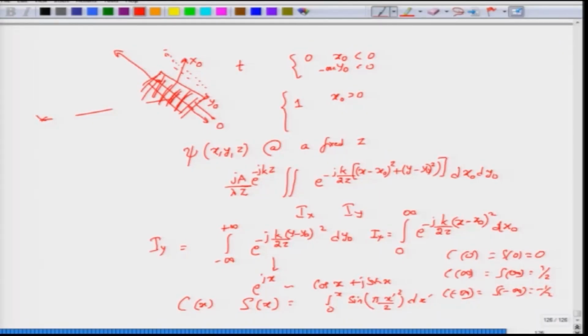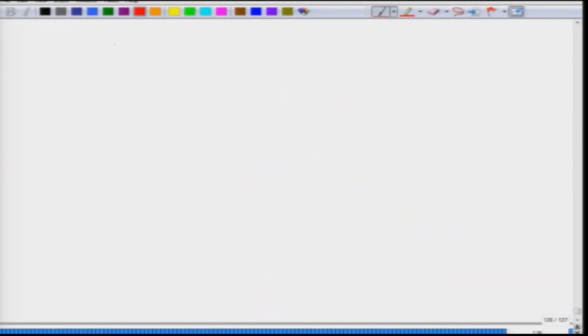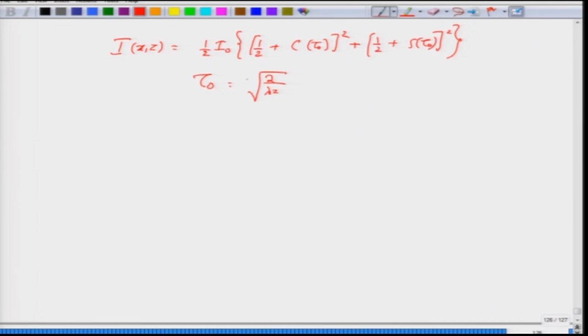So, the overall integral, the overall electric field that you are going to get, can be written in terms of its power. You can verify this, I will give you a reference for this because the intervening mathematics is quite difficult, we do not want to get into that. The intensity can be written as I naught by 2 times half plus C of tau 0, whole square, plus half plus S of tau 0, whole square, where tau 0 is a variable defined as the square root of 2 by lambda z times x. This is sometimes called the Fresnel-Kirchhoff parameter.